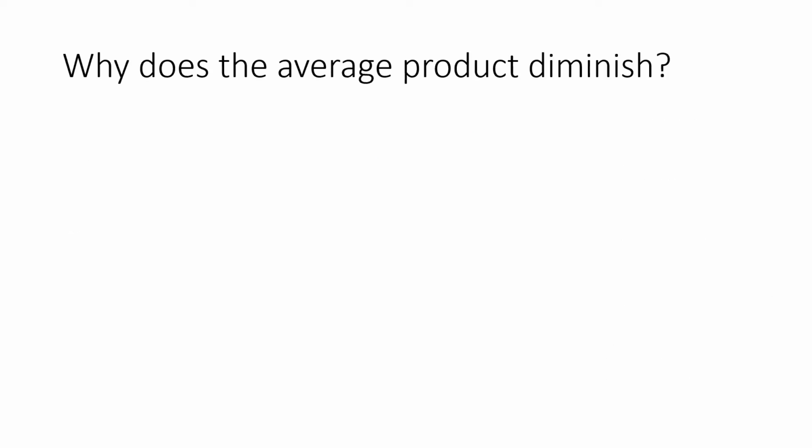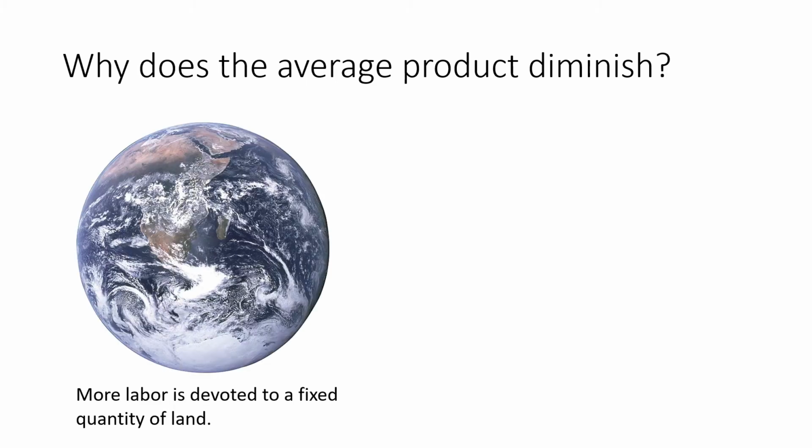Now we must discuss, why does the average product diminish? The first reasoning is that we have a fixed quantity of any resource. So resources are scarce. This is one of our fundamental principles in economics. And so we're devoting more and more labor, more and more machinery, whatever the input is, to a fixed quantity of something.